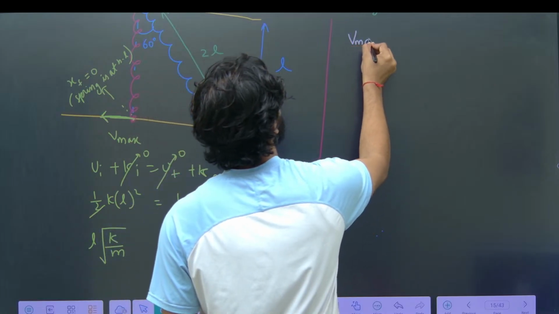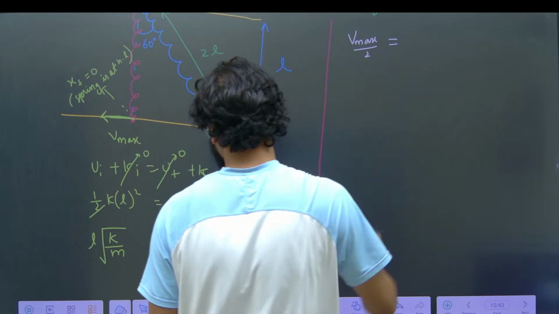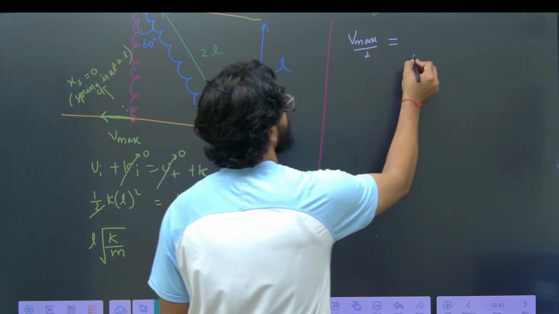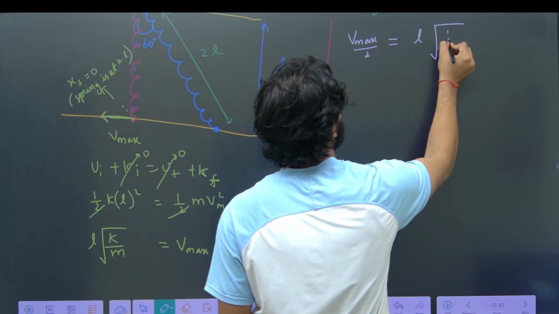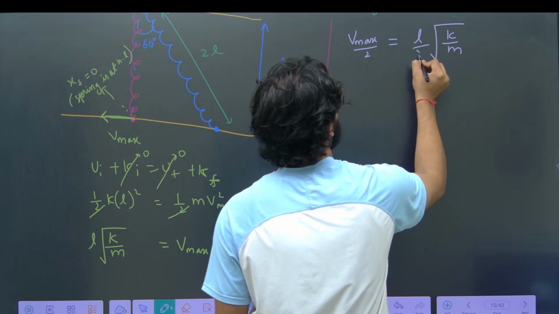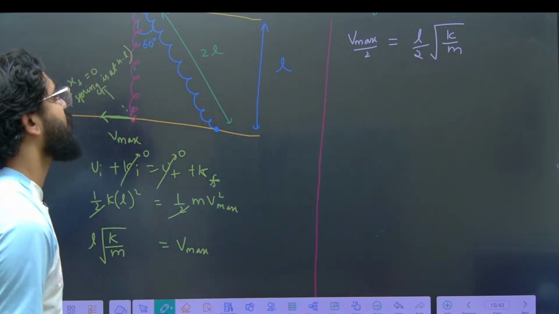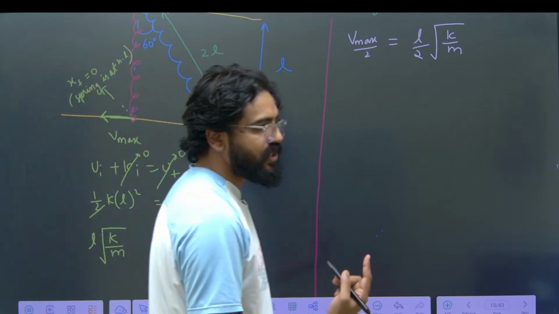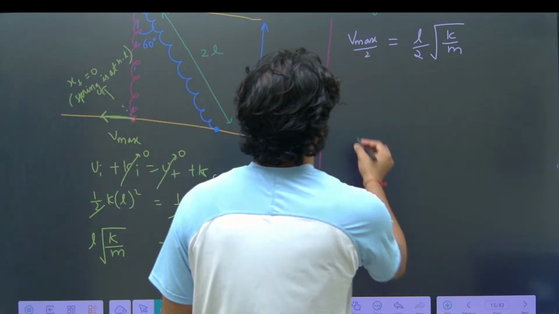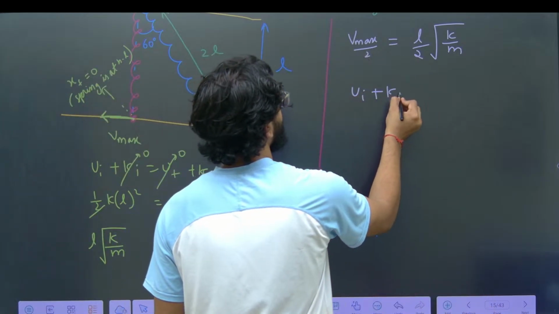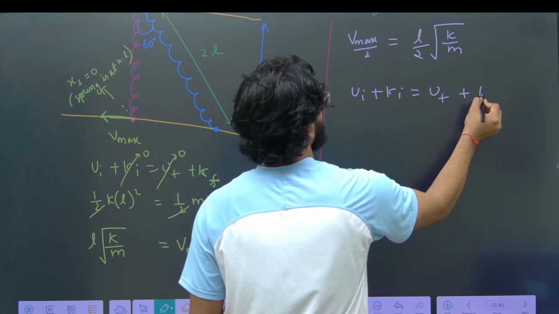Vmax by 2 will be L upon under root K by M upon 2, right? Okay, so can we calculate the extension at that point? Let's do it. Again we will use Ui plus Ki equals Uf plus Kf.